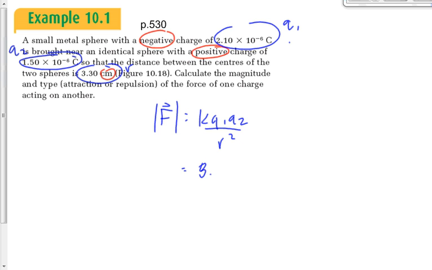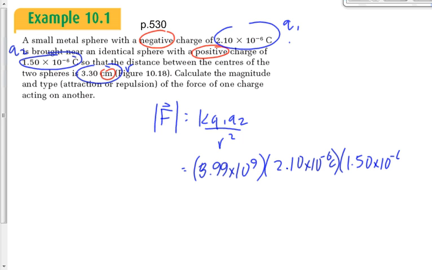K is 8.99 times 10 to the 9, as we said just a minute ago. Q1 is 2.10 times 10 to the minus 6. Now, they give it to us in coulombs, but be prepared. A lot of times you see a question like this, it's not in coulombs, it's in microcoulombs. So we got to be prepared to convert that to coulombs. The other one is 1.5 times 10 to the minus 6, and the distance that separates them is 0.0330, or 3.3 times 10 to the minus 2 meters.